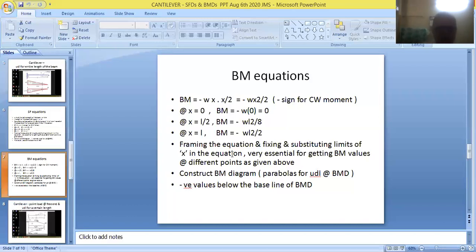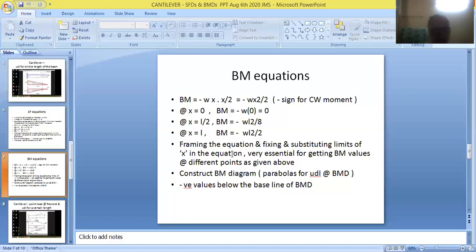So we are getting negative values. This is 0 and this is a negative value. This is also a negative value. So all the values, so far as our present case is concerned, all the values of bending moment are negative. So therefore, all the values will be coming below the baseline of the bending moment diagram. And now this UDL is acting on the cantilever. So therefore, this diagram must be prepared in the form of a parabola.